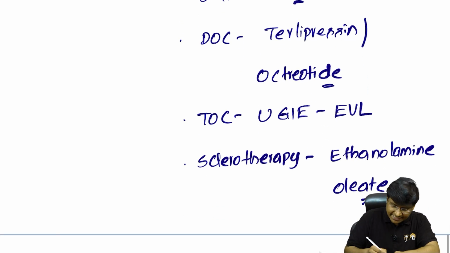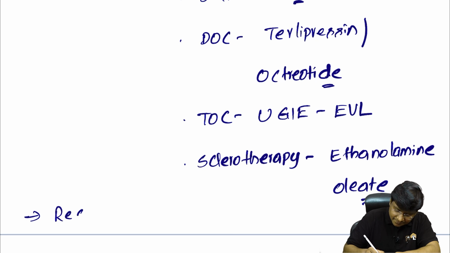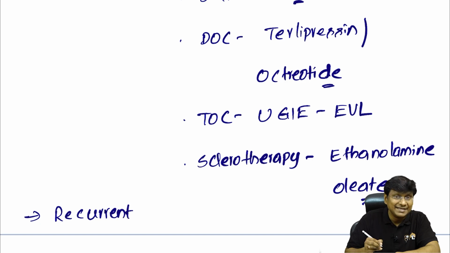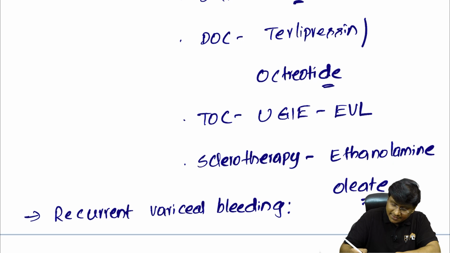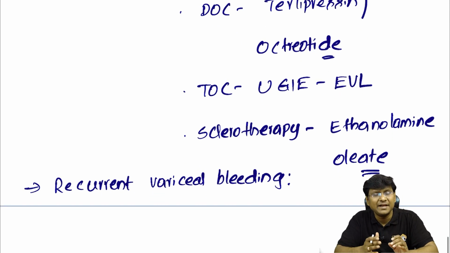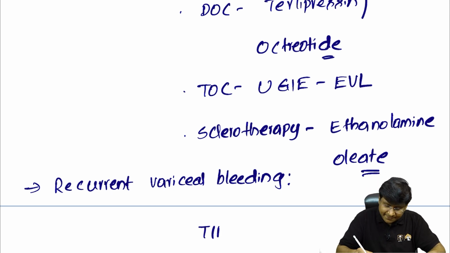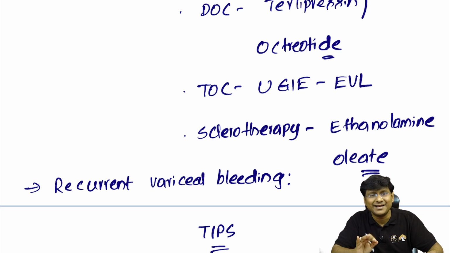And suppose the patient is having recurrent variceal bleeding, then what are the various methods by which you can handle this recurrent variceal bleeding? One, you need to do what is called TIPS, that is transjugular intrahepatic portosystemic shunt. That is one method by which you can treat.